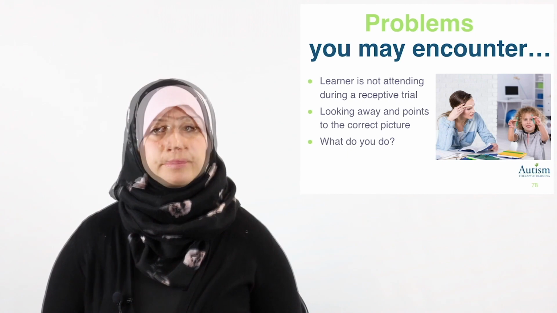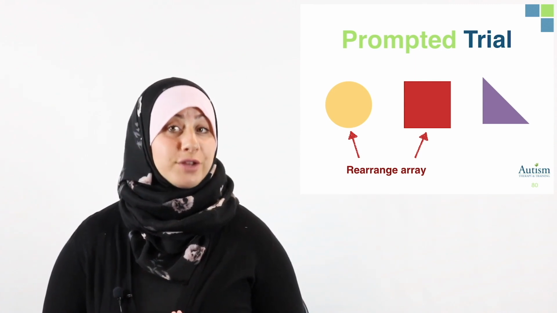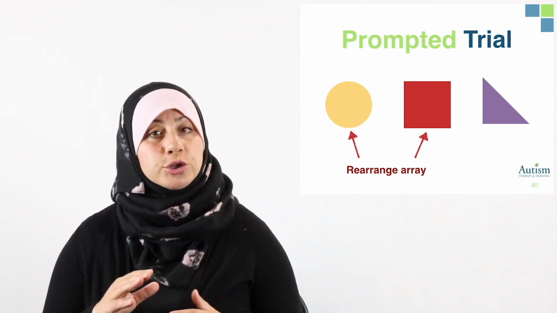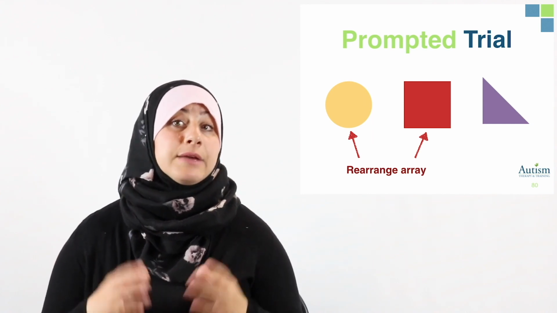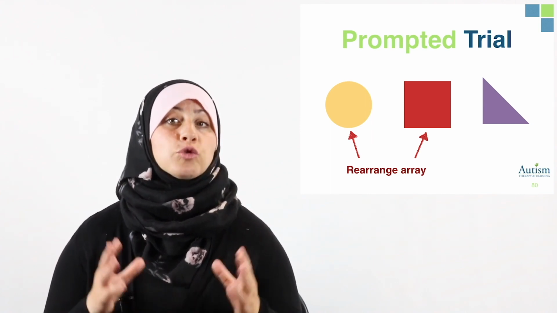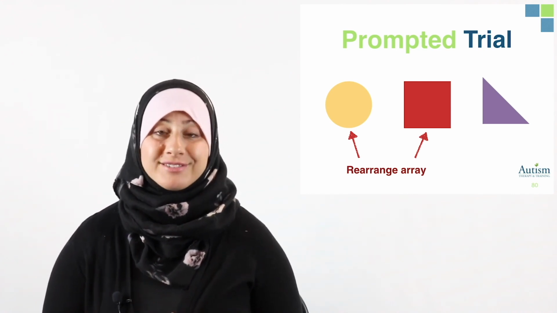So what do you do? Well, you'll need to rearrange the array so the learner doesn't memorize the location of the card. Move the circle to the end or shuffle them and restate the SD. If the learner touches the correct one, great, reinforce that. But if they don't, then you have some teaching to do.